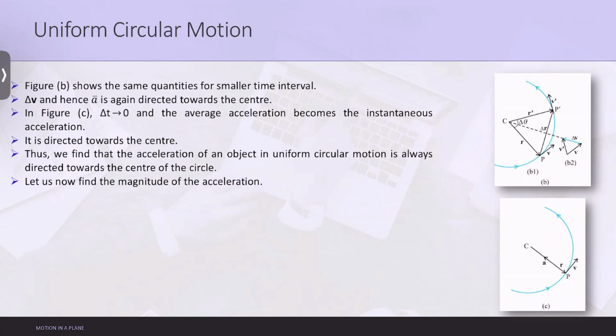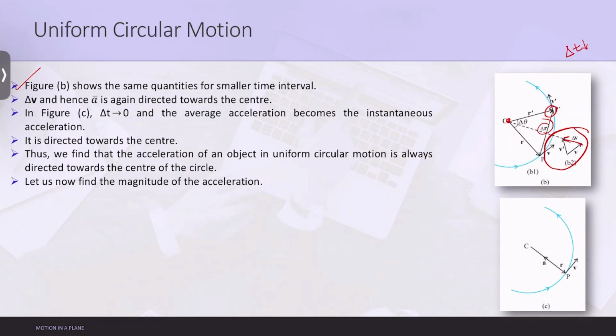Now figure B shows the same quantity for a smaller time interval. So now only delta T is being reduced. If delta T is reduced, then the amount of delta R will also reduce, because it requires less time. If less time is given, then the movement will also be less. Correct? So again we did the same thing here and found that delta V is approaching this direction, which is towards the center of the circle.